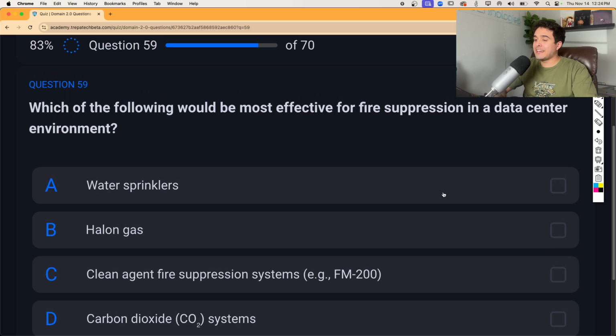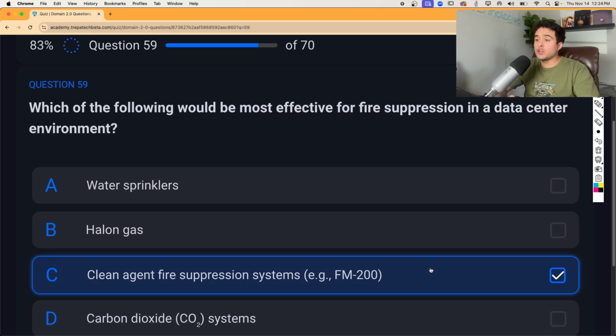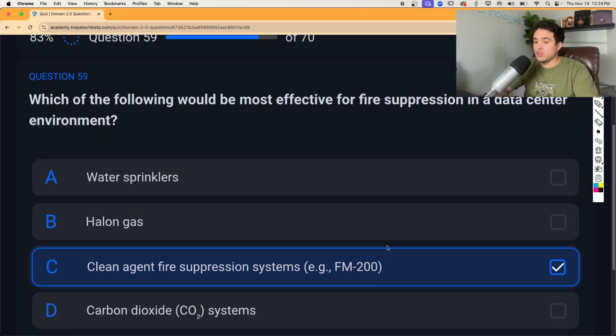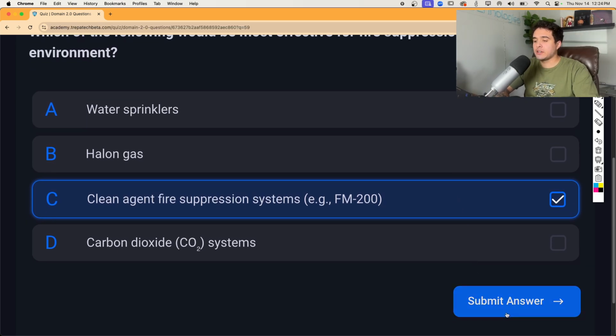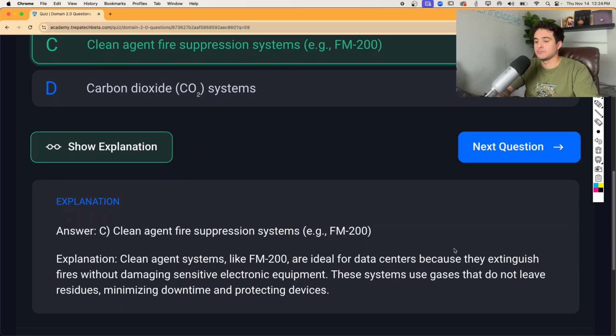Question 59. 10 more to go. Which of the following would be most effective for fire suppression in a data center environment? So data center, electrical equipment fires, you don't want to put water on that. There's going to be certain systems that you want to use. Typically, you want to take the oxygen out. Not halon, though. That's old school and very deadly. So we're going to go with C. Clean agent fire suppression systems, FM-200. Modern way of doing it. Go ahead and read the explanation if you'd like.